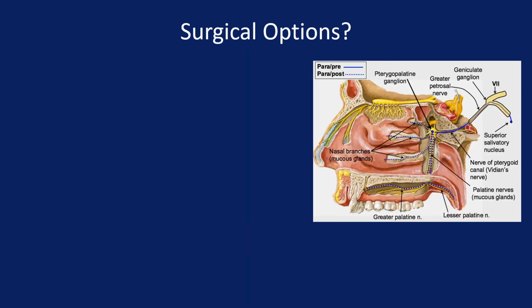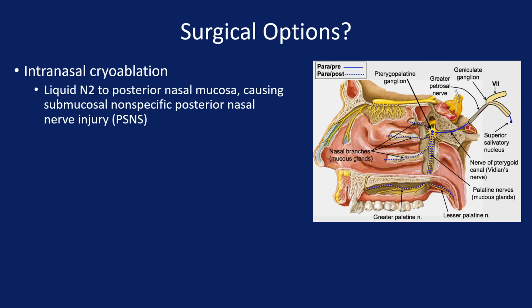Are there surgical options? I don't even know that everyone knows there are surgical options. There might even be ENTs out there that don't know about them. Even in the last 3 years, a pretty significant breakthrough has been intranasal cryoablation. Interestingly, I was the first to pick it up here in Michigan, but it's become a big deal nationally. We apply liquid nitrogen to the posterior nasal mucosa, in the area where I showed you the nerve fibers are. This causes submucosal, nonspecific posterior nasal nerve injury, so we're ablating the parasympathetic fibers.